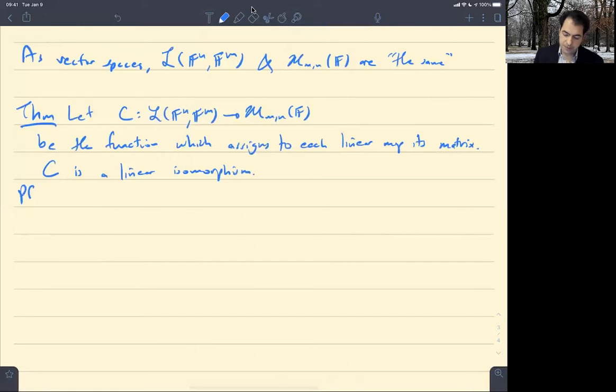Okay, let's prove this. I need to prove two things. I need to prove that this is linear, and I need to prove that it's an isomorphism. Okay, so the fact that it's an isomorphism is easy because the theorem we proved above, where we showed that every linear map is associated to a matrix, in particular showed that it was unique, right? So this map we already know is injective. It's easy to see that it's surjective. So we're just going to focus on showing that C is linear.